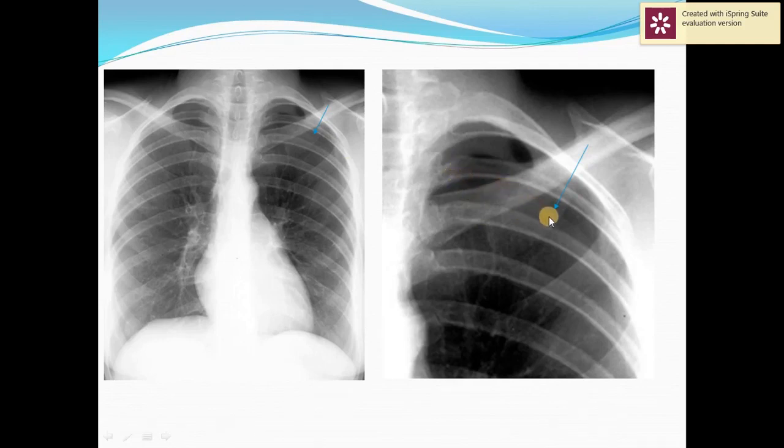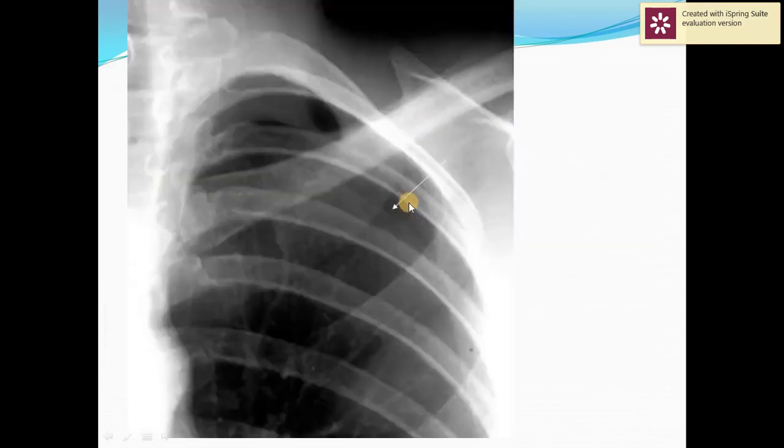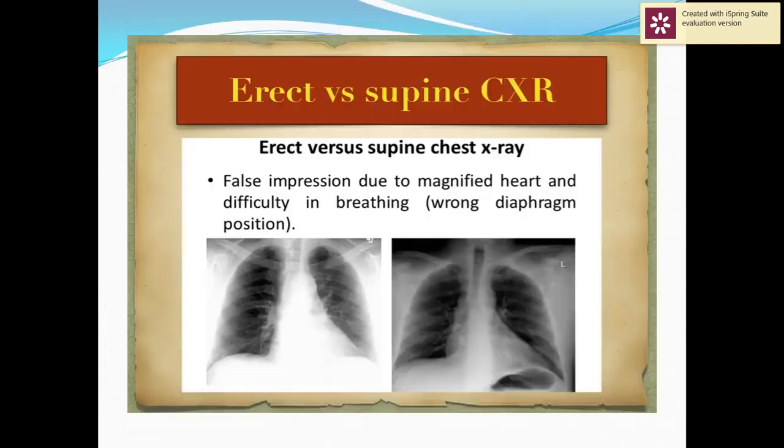As we see here, the visceral line, left side, left upper apical pneumothorax. Of course, standing versus supine can give us a false impression due to the magnified heart, which can give us cardiomegaly. And in people who have PA view, anterior, but false negative cardiomegaly.